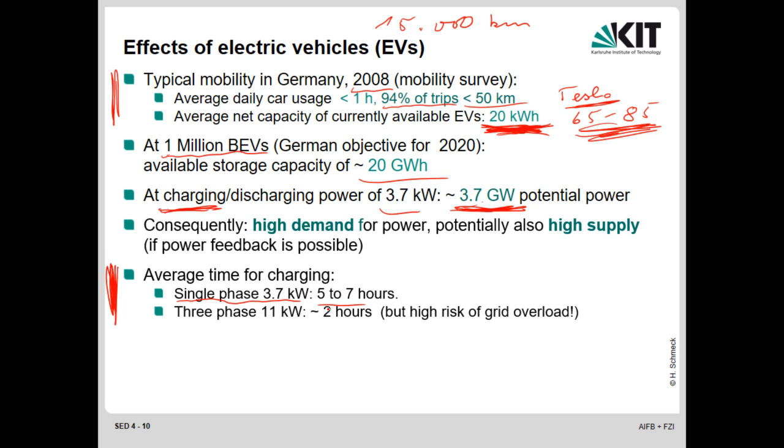Now, this has to be compared with the average daily car usage of less than 1 hour. That means you have a few hours per day where the battery has to be recharged. If we drive only 50 kilometers, it's only 10 kilowatt hours that you actually have to recharge. So the amount of power you need every day is not that much, and you don't need much time to recharge the battery, to refill the energy that you have used for being mobile.